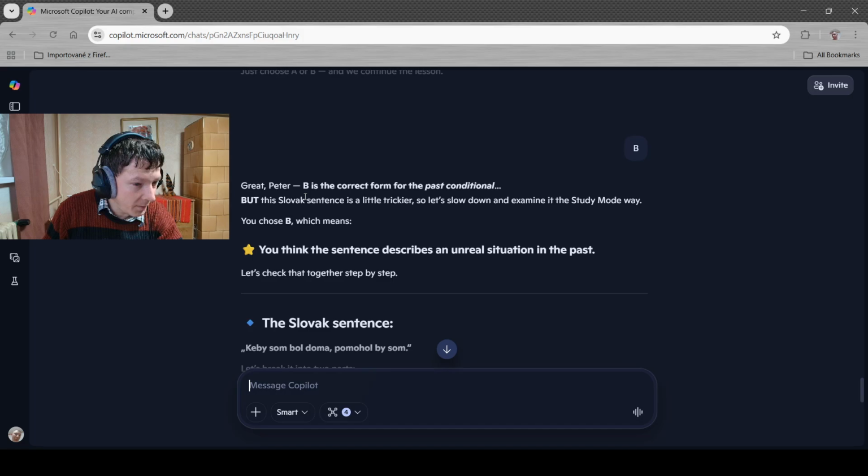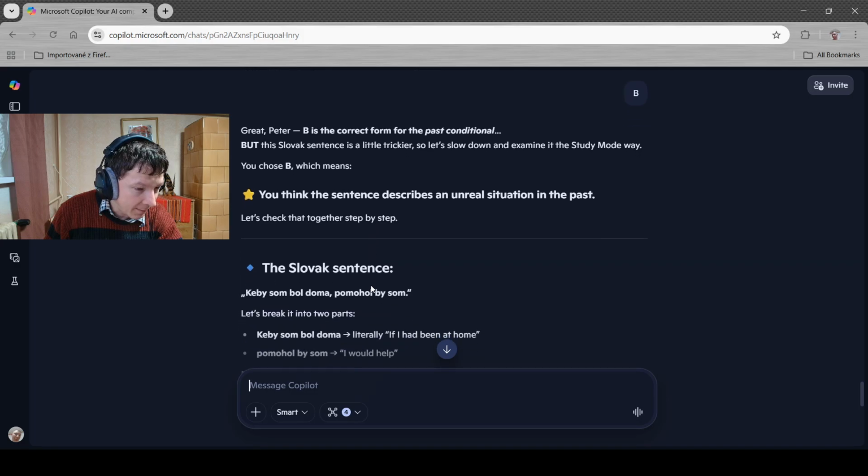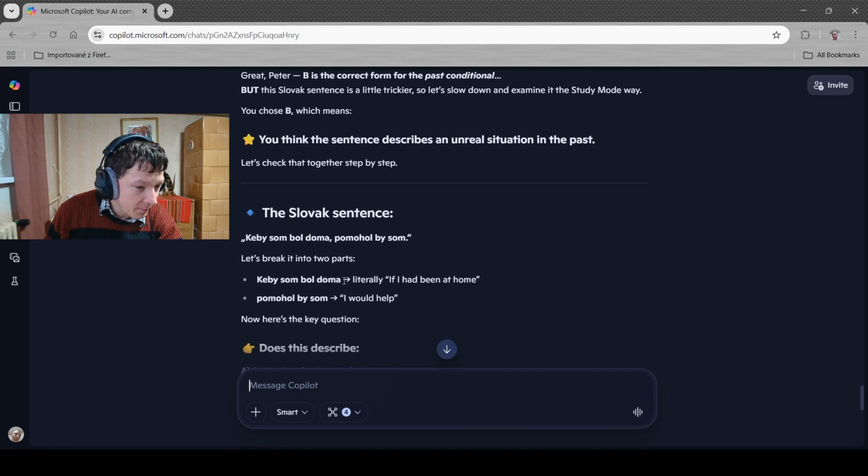B. Great, Peter. B is the correct form for the past conditional. But this Slovak sentence is a little trickier, so let's slow down and examine it the study mode way. You choose B, which means you think the sentence describes an unreal situation in the past. Let's check that together step by step. The Slovak sentence: Keby som bol doma, pomohol by som.